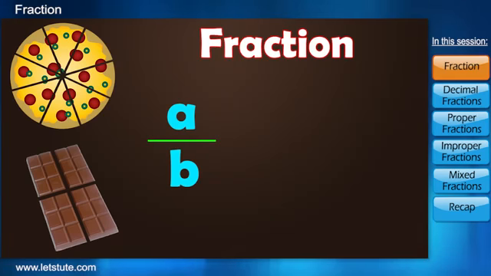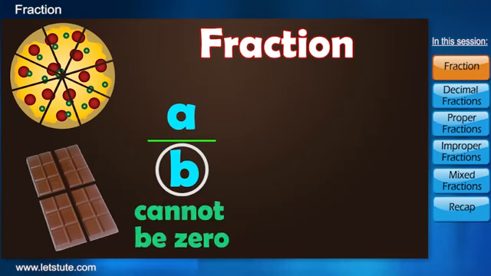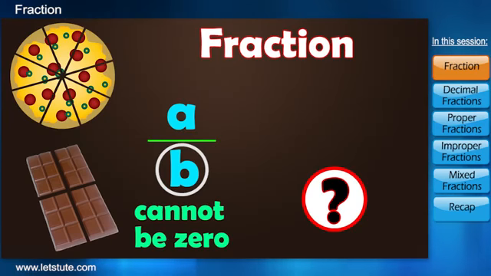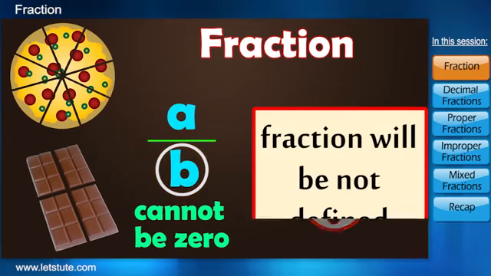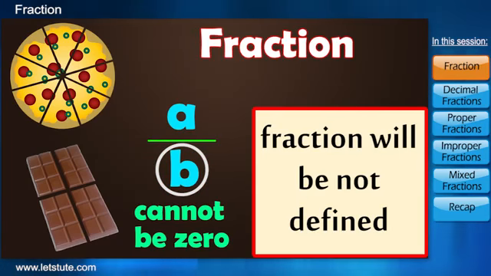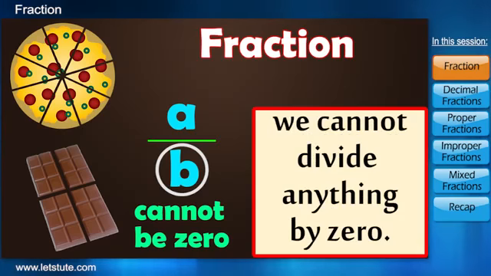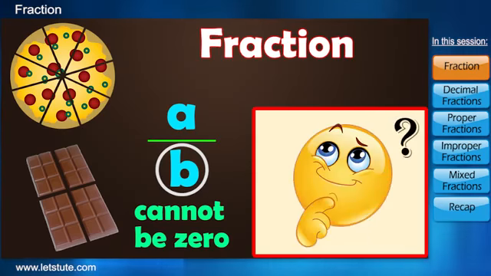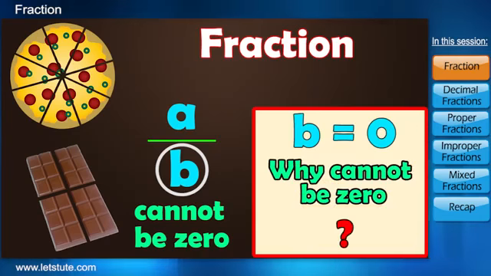Like as I said before, the numbers of the form a by b are called fractions, where b cannot be 0. But why will it not be 0? Because if it is 0, then the fraction will not be defined, as we cannot divide anything by 0. Confused? But why denominator cannot be 0?